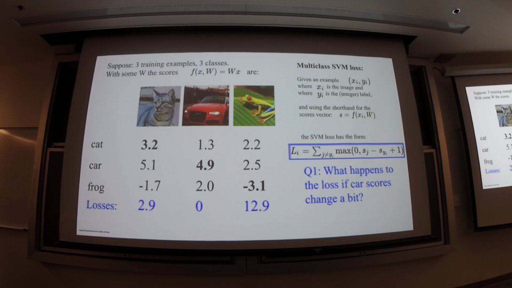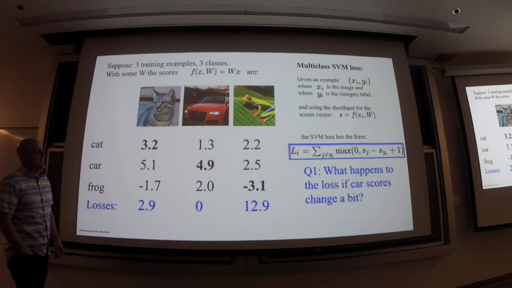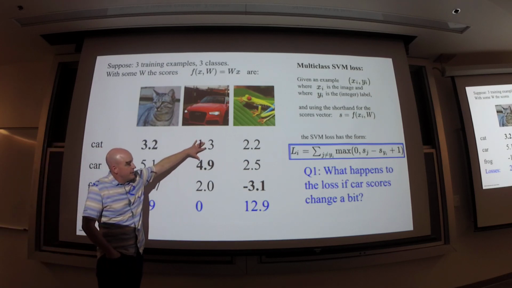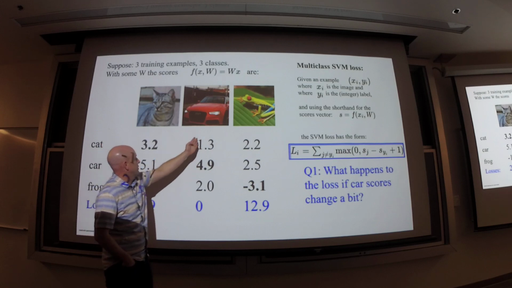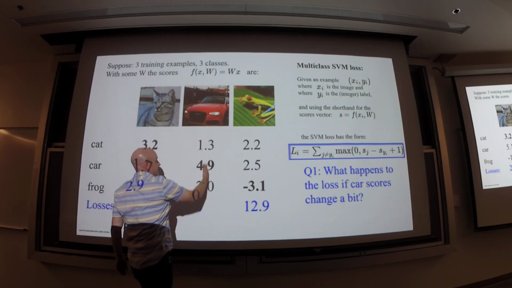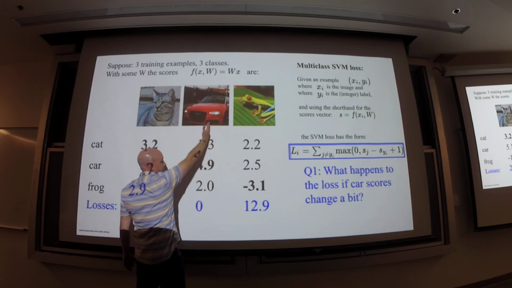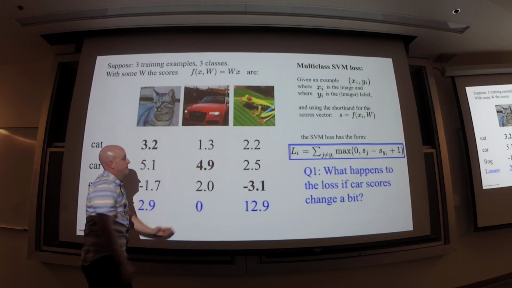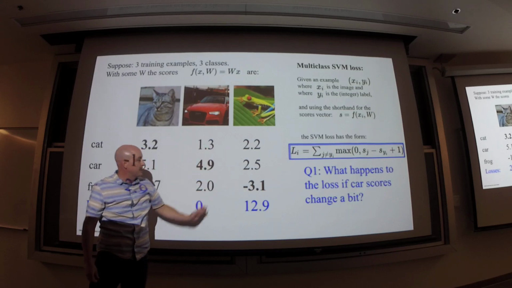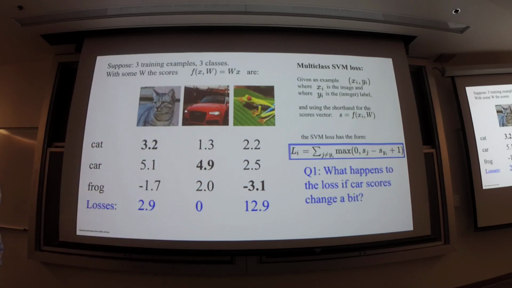No, it's small. Doesn't matter which direction it goes in. Just know that it's small. If the score of the car changes a little bit, it doesn't matter. I should be a little more specific. These car scores, not these car scores. Maybe that is a little bit confusing. Sorry. These car scores. If these car scores change by a little bit, does our loss change?